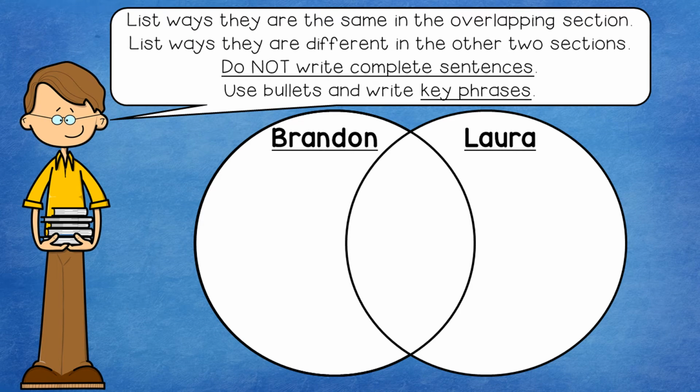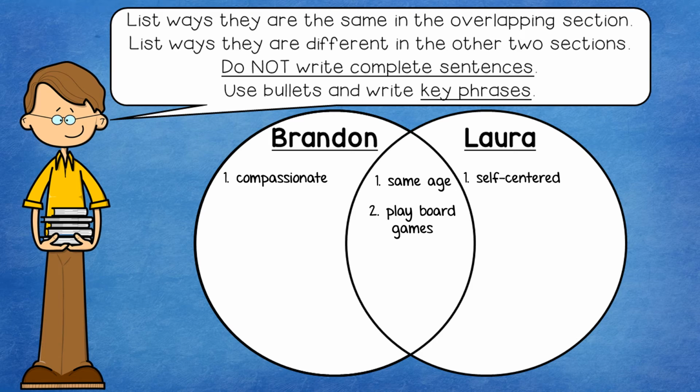Let's list ways they are the same in the overlapping section. That's the part in the middle. And then we'll list ways that they are different in the other two sections. We do not need to write complete sentences. We can use bullets and write key phrases. So Brandon and Laura are the same age. Remember, it said they were twins. They both like to play board games because that's what they were doing at the beginning of the passage.